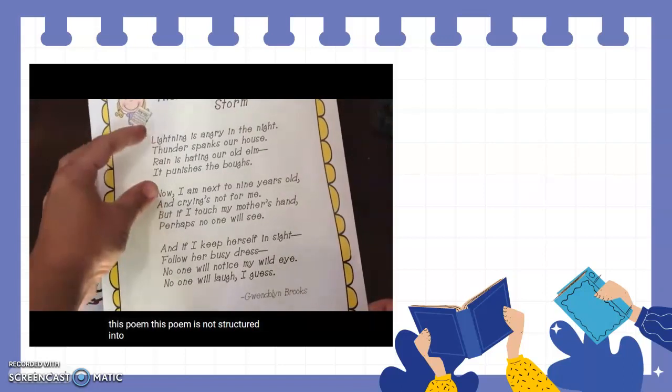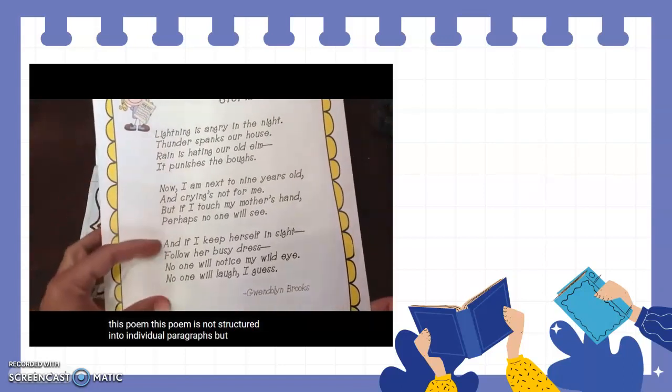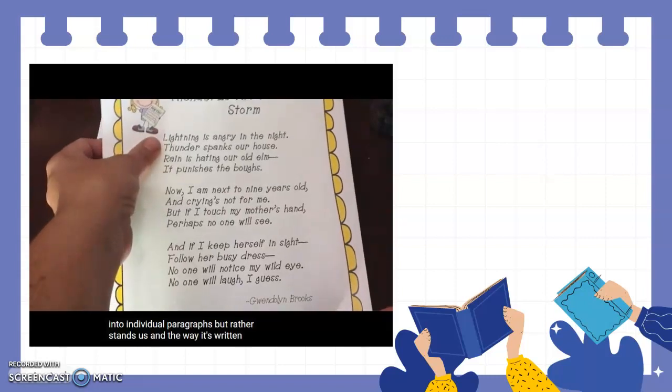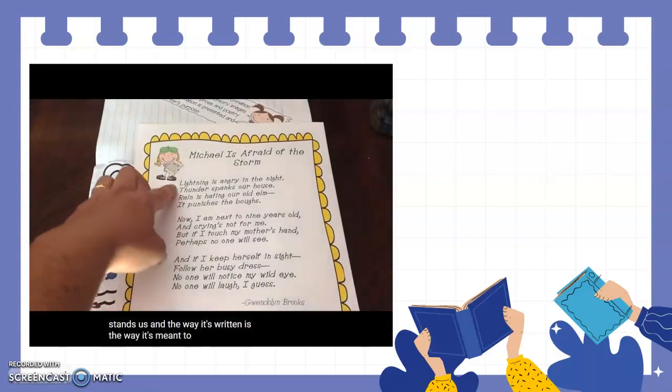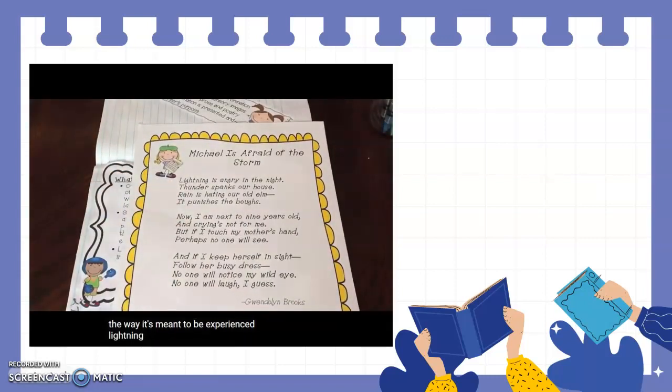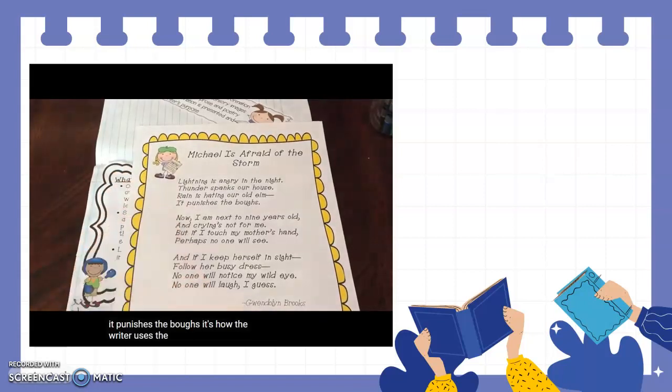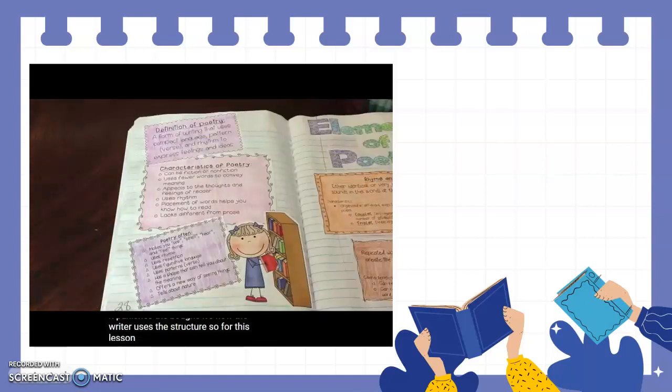Let's look at this poem. This poem is not structured into individual paragraphs, but rather stanzas, and the way it's written is meant to be experienced. Lightning is angry in the night. Thunder spanks our house. Rain is hating on our elm. It punishes the boughs. The writer uses the structure of stanzas.